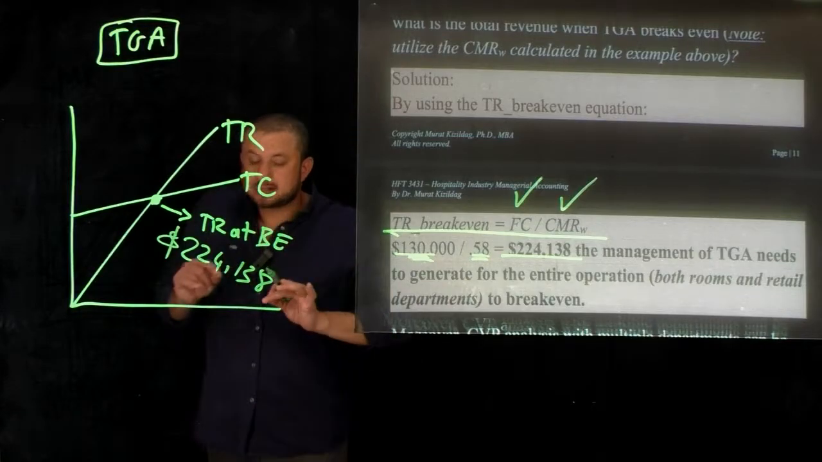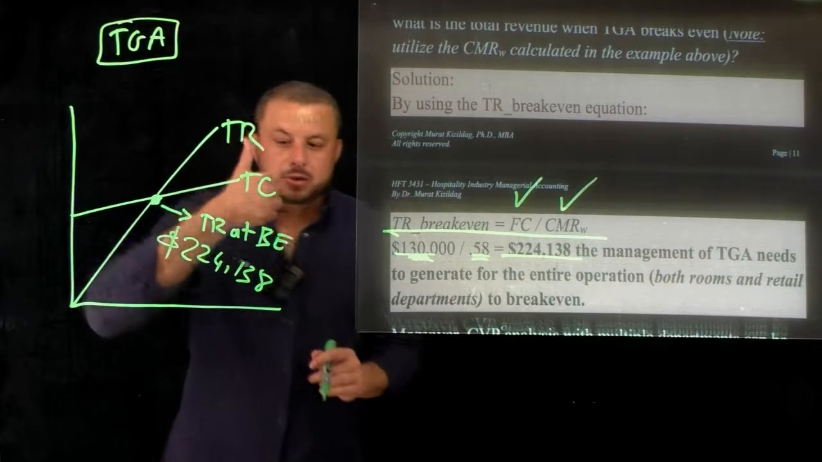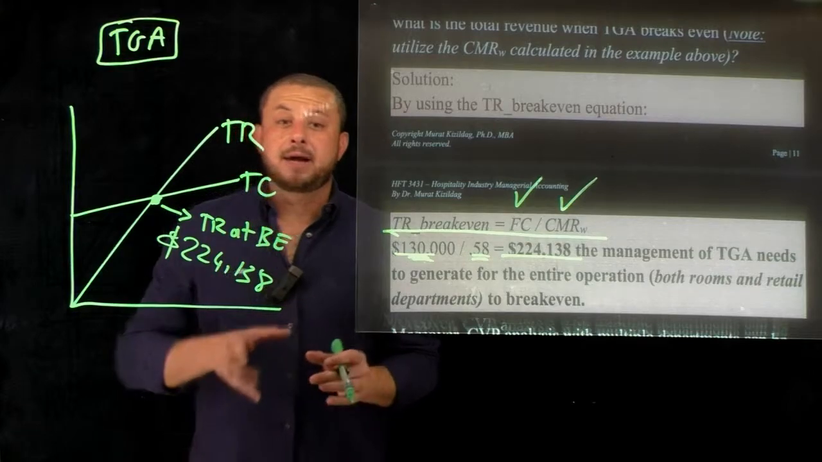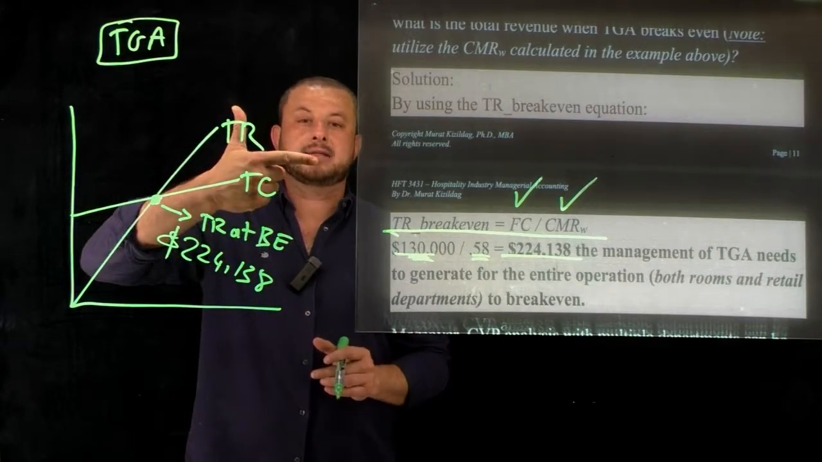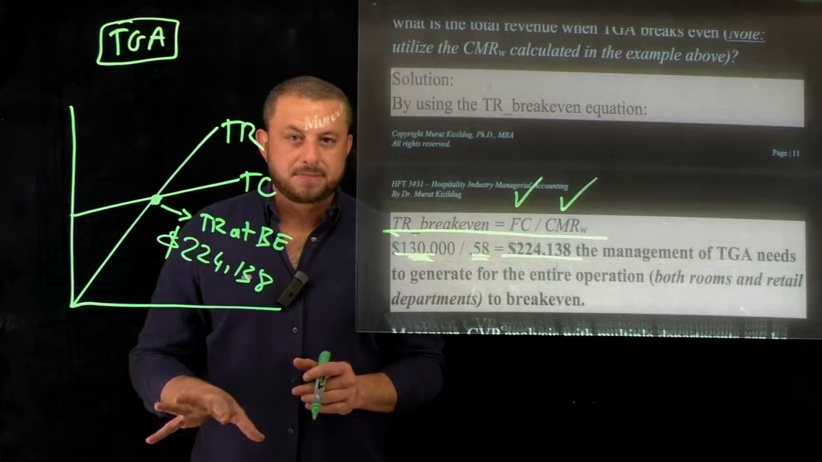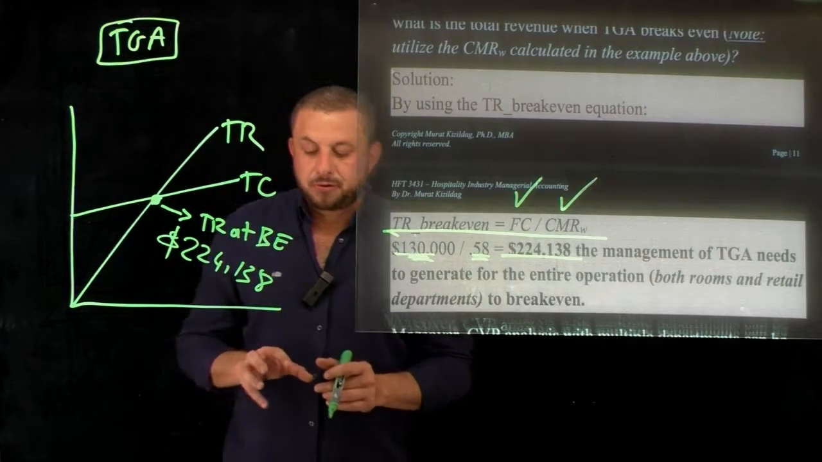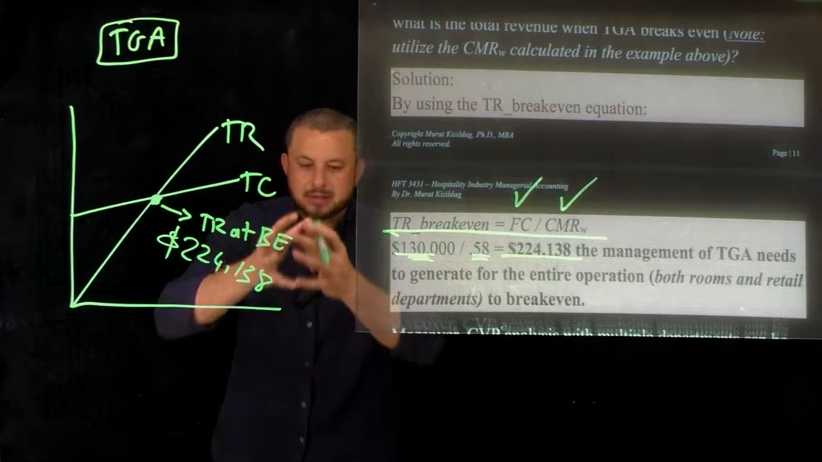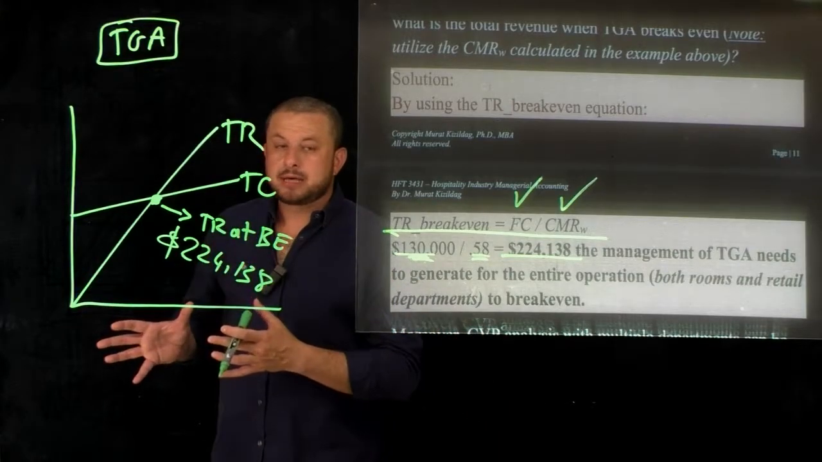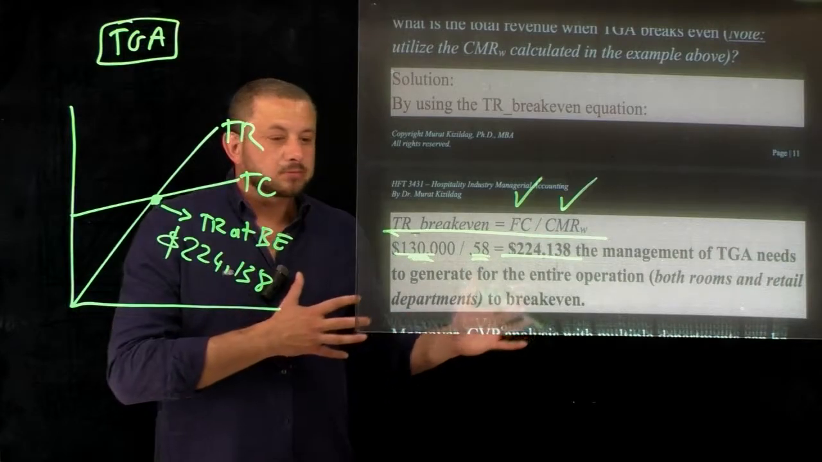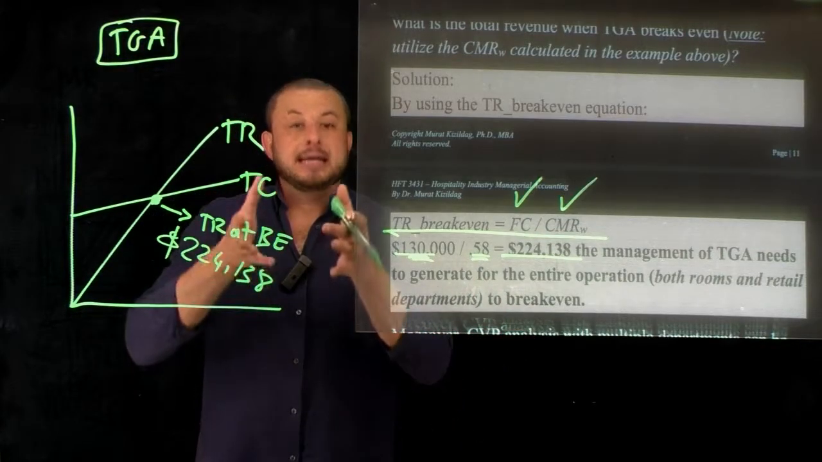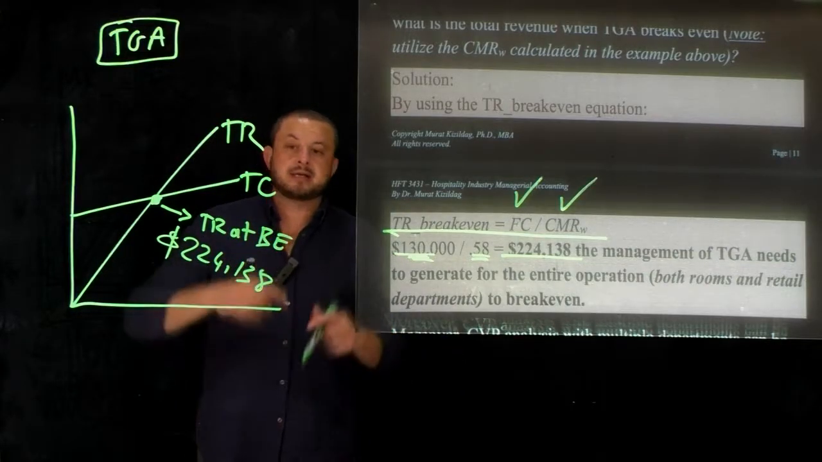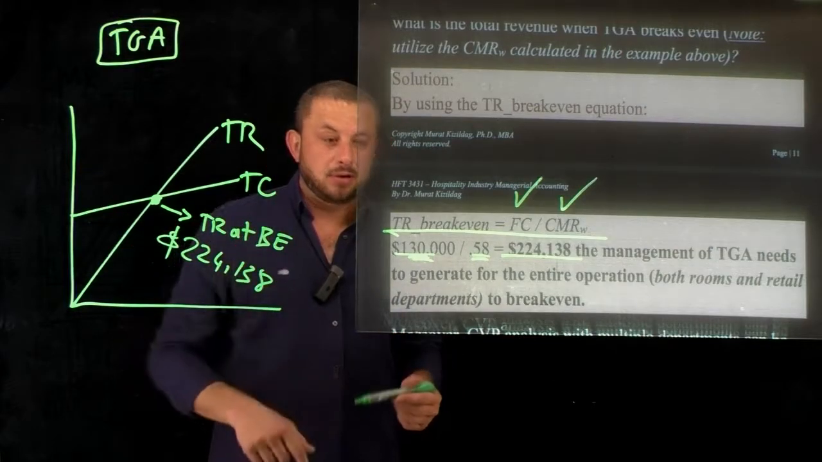Guys, I would like to tell you one more thing over here. 224,138 is needed to be generated by rooms and retail outlets in this structure. This piece of information becomes useful because, as a general manager, director of operations, GM, VP, or decision maker, you can go back to your rooms division director or any other directors to delegate, to tell them in the business meeting what to do, how much they have to raise in terms of total revenues to be at the break-even.